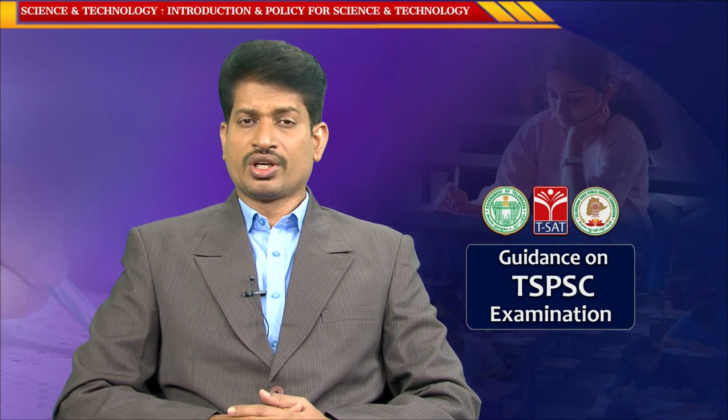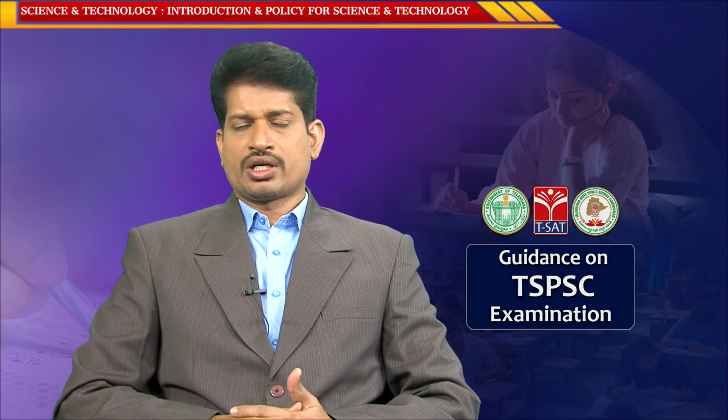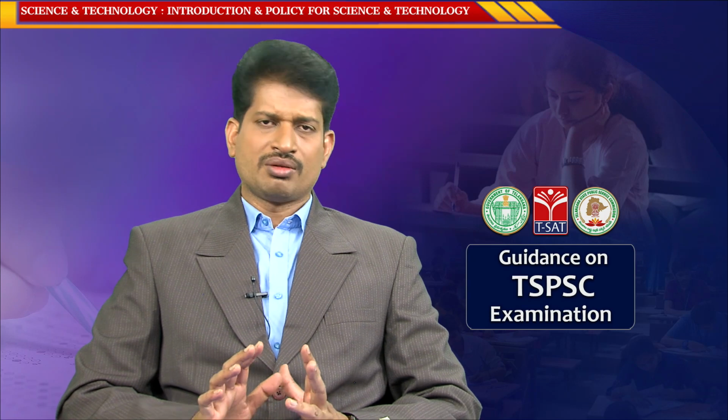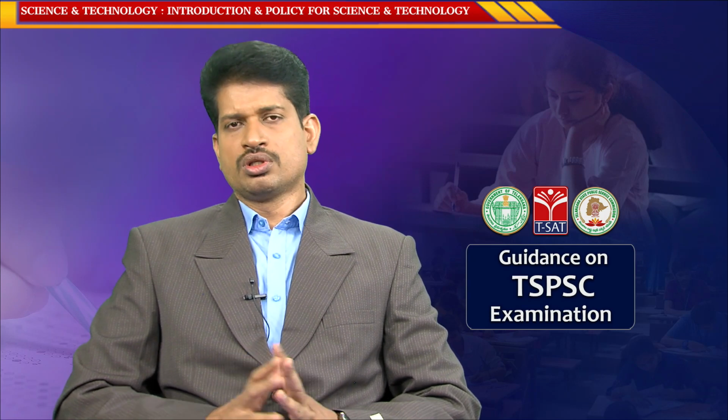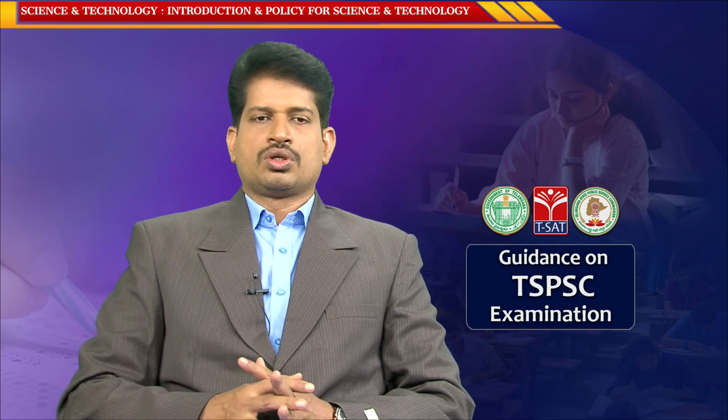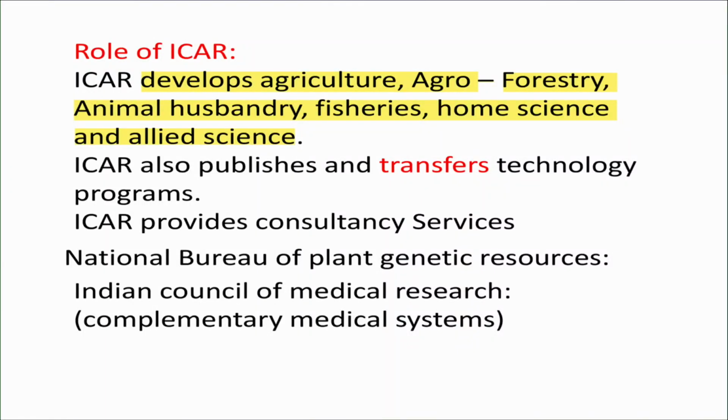Black revolution is related to petroleum products and coal. So this is a kind of technological method that needs to be adopted to improve the production of these essential goods and services. So the role of ICAR is to develop agriculture, agroforestry, animal husbandry, fisheries, home science and allied science. ICAR is the Indian Council for Agricultural Research. So here the main aim is to develop agriculture.